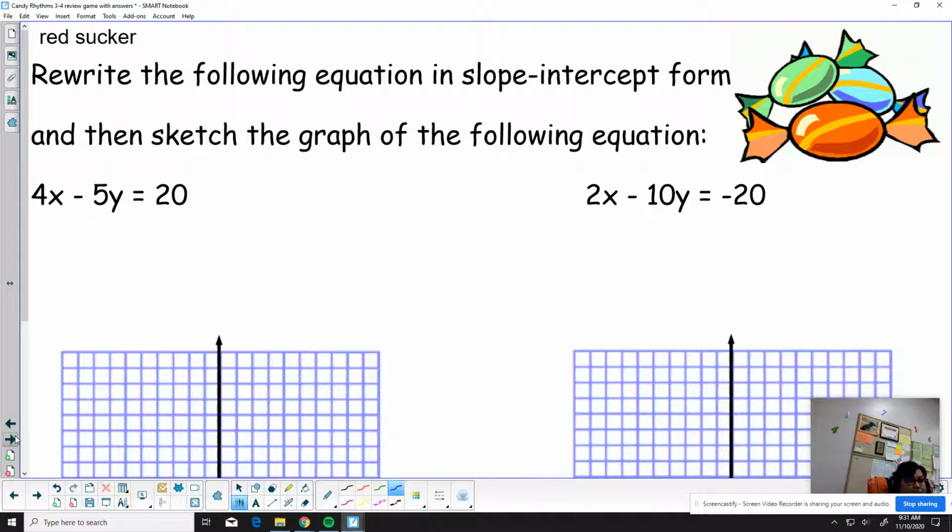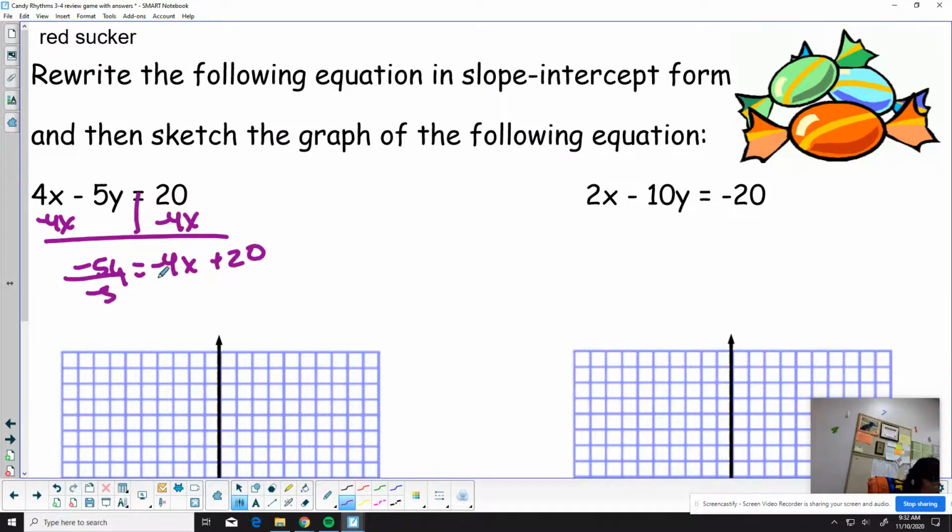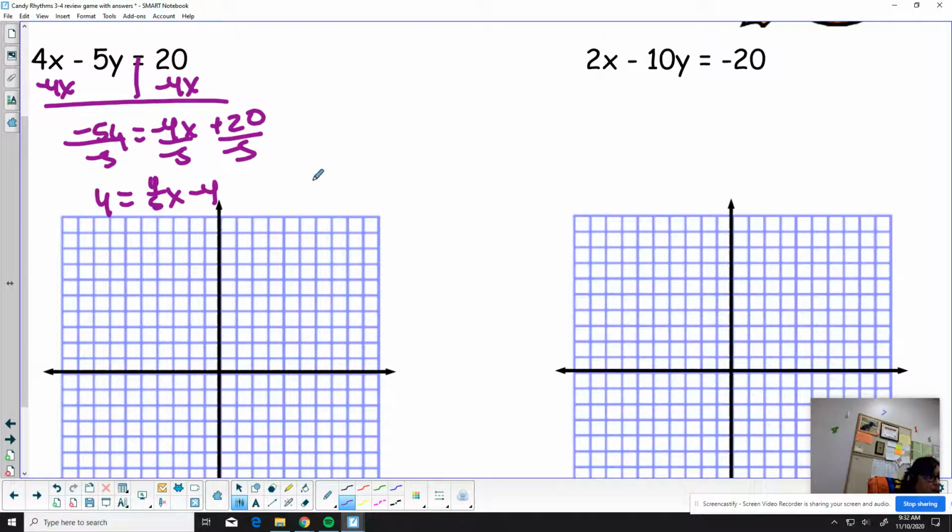Okay, rewrite the following equations in slope-intercept form and then sketch the graph. All right, so let's rewrite. So we need y equals mx plus b. So we need to subtract 4x and divide by negative 5. So that's y equals 4 over 5x minus 4. So my b would be negative 4, so down 4. And my slope is 4 over 5. So up 4, right 5, up 4, right 5. So there's my line for that one.